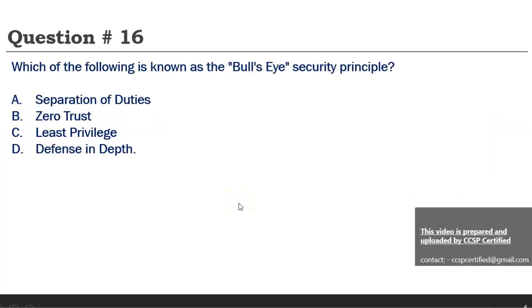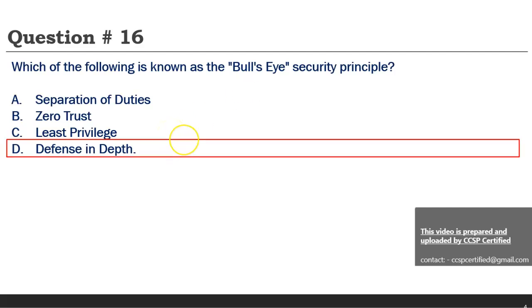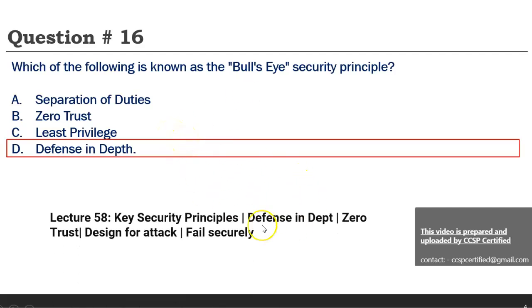Now we go to the next question: which of the following is known as the bullseye security principle? This is a very good question, and it is asked by both CCSP and CISSP. They are very friendly with this question and ask it again and again, which is why I have covered it in detail in my previous lecture, lecture 58. If you have not seen it, I have shared the link in the video description. Defense in depth is known as the bullseye. Do watch this video to know more.